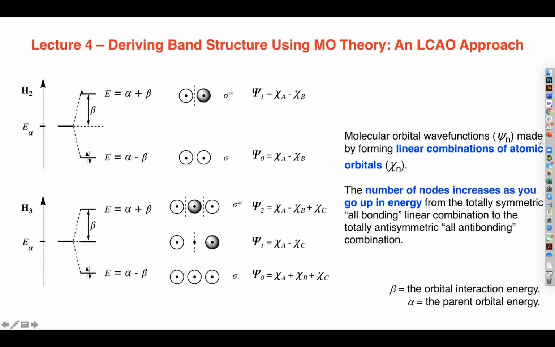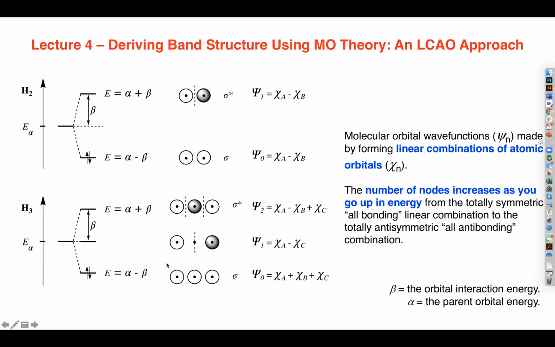Now, an important energetic quantity, beta, is a measurement of the orbital interaction strength and the spread in energy of the bonding and the antibonding levels relative to the parent orbital energy, which is labeled E alpha. So beta is the orbital interaction energy, alpha is the parent orbital energy. And so you can express the bonding and antibonding combinations as alpha plus beta and alpha minus beta.